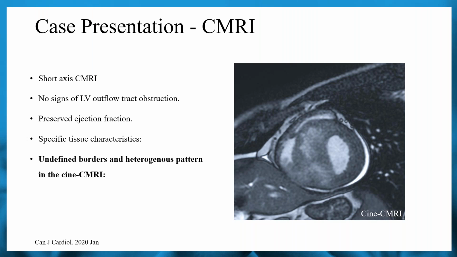So this called for a magnetic resonance, the CMRI. There were no signs of obstruction on the left ventricle outflow tract, and the ejection fraction was also preserved. But the tumor presented some specific tissue characteristics. Here on the short axis cut, we can see in the image the CMRI had undefined borders and a heterogeneous pattern.